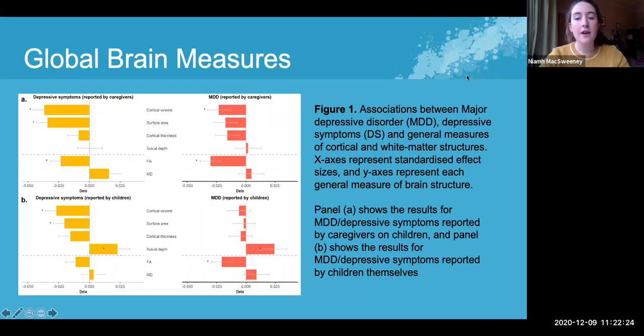So, okay, starting off with global brain measures. You can see here on this figure in panel A, we have the depressive symptoms and MDD reported by caregivers.